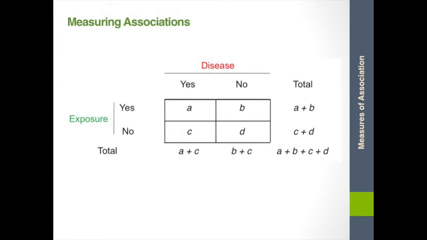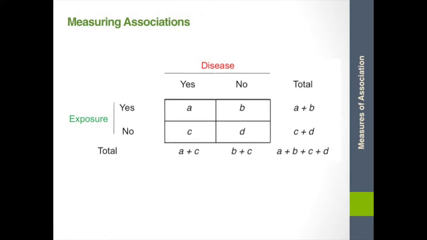Identifying the causes of disease and associations between factors involve comparison between groups of people who differ by exposure. This is the essence of epidemiology. In the second part of this lecture, we're going to review some of the most frequently used measures of association in epidemiology. Let's start by introducing 2x2 tables.